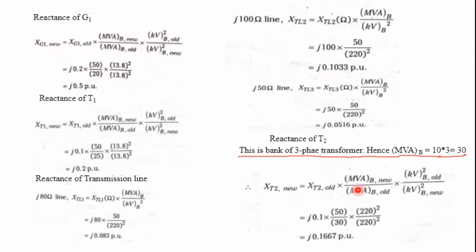Similarly for the T2 transformer, we know that X new is equal to X old into MVA base new by MVA base old, into kV base old by kV base new squared. So after substituting this, we will get, similarly, I'm considering here the ST side, so 0.166.